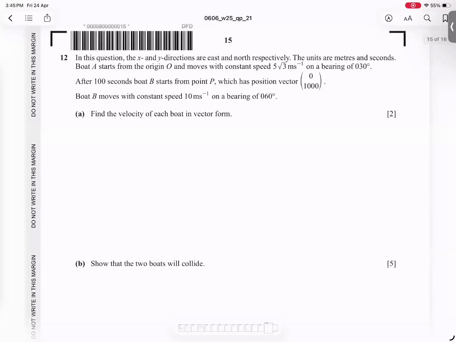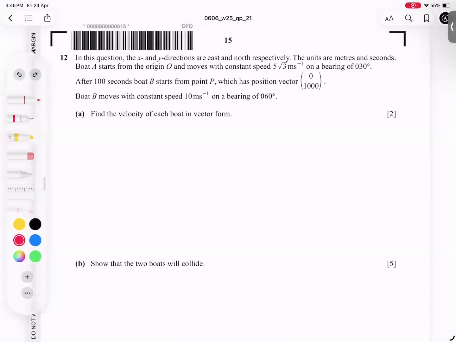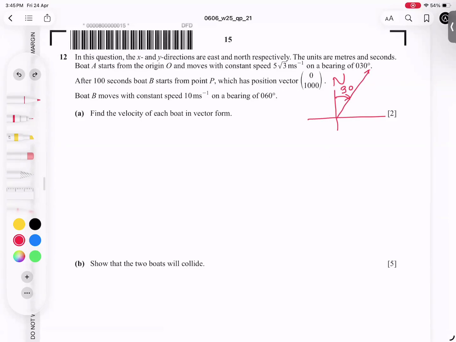Question number 12, students. In the question, the x and y directions are east and north. The units are measured in centimeters. Boat A starts from O and moves with this speed and this bearing. Students, this 30 bearing means from north, 30 degrees means 10, 20, and 30, somewhere here. Because the definition of bearing is from north, I will make this triangle.